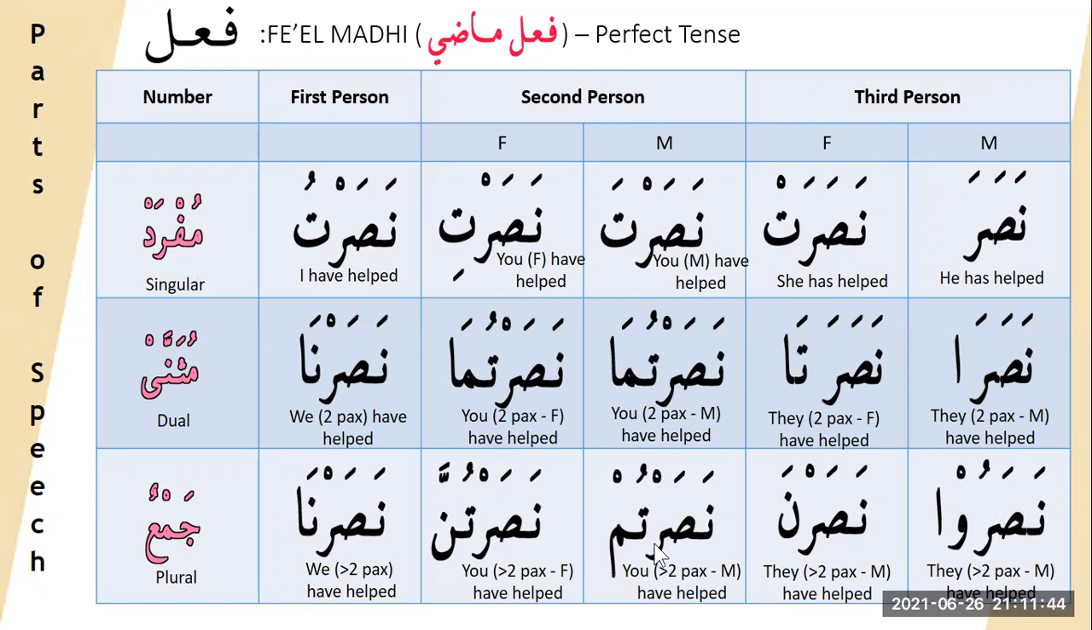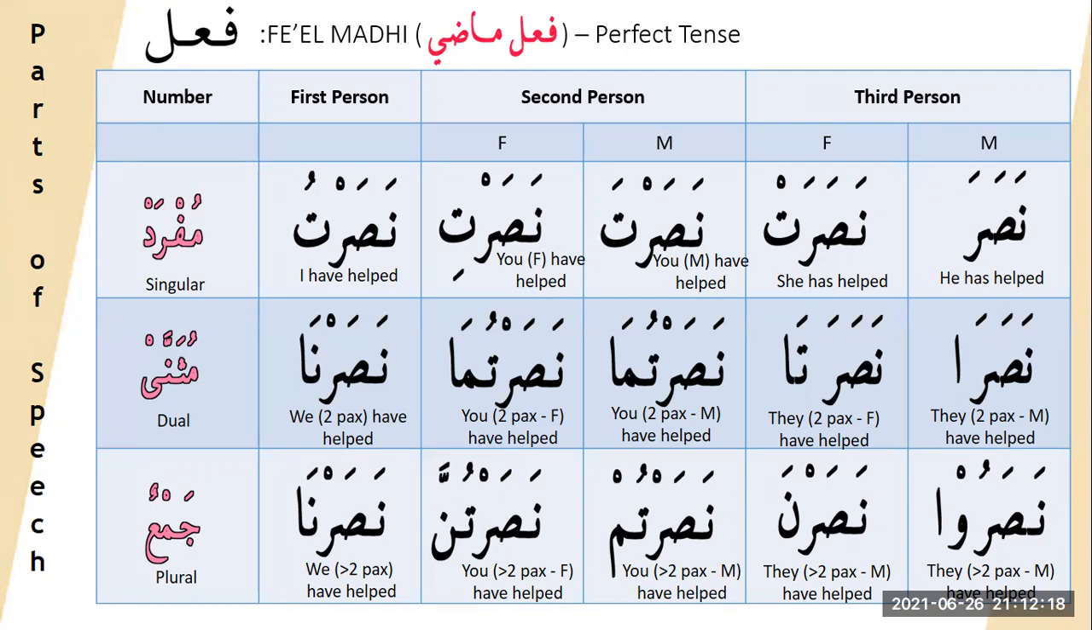Nasartum, you have helped. And nasarna, we have helped. Okay, so those are the 5 forms that you need to really try to remember. The first form, nasara, nasaru, nasartum, nasartu, nasarna. Okay, nasarta, you can see it often. Nasarta means anta. Right? So those are the 5 forms that you need to just focus on, because those are the most common forms in the Quran.